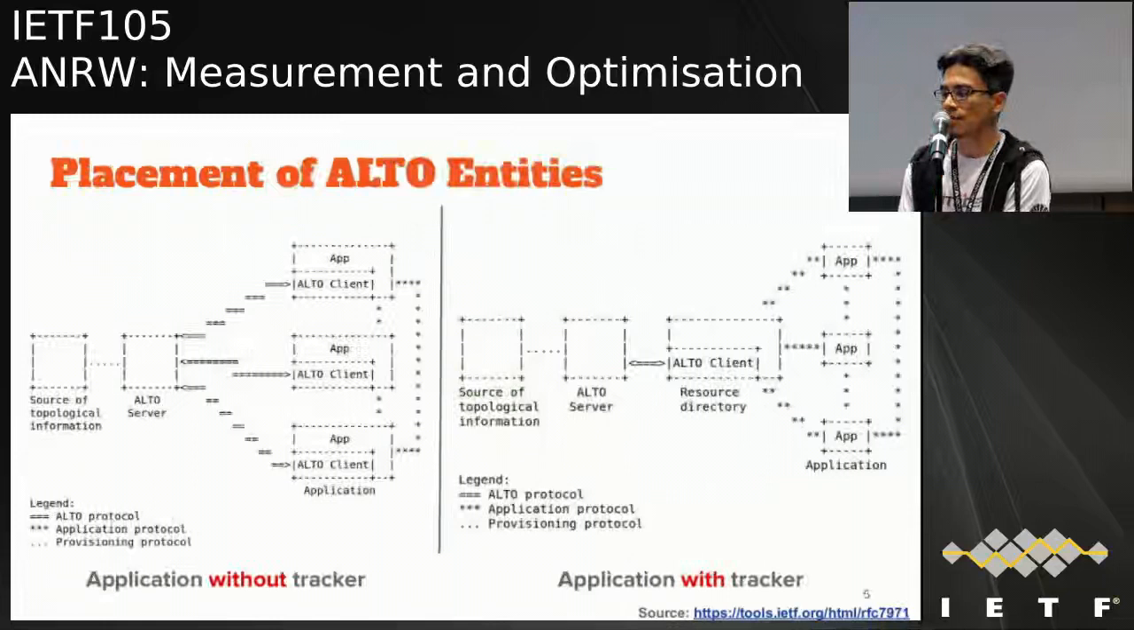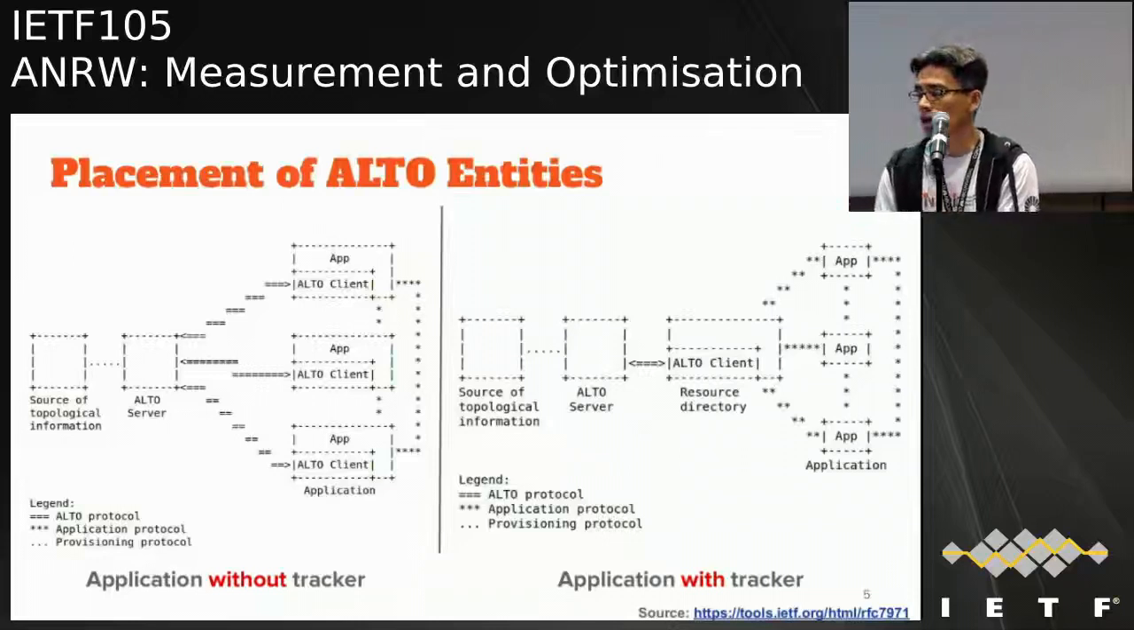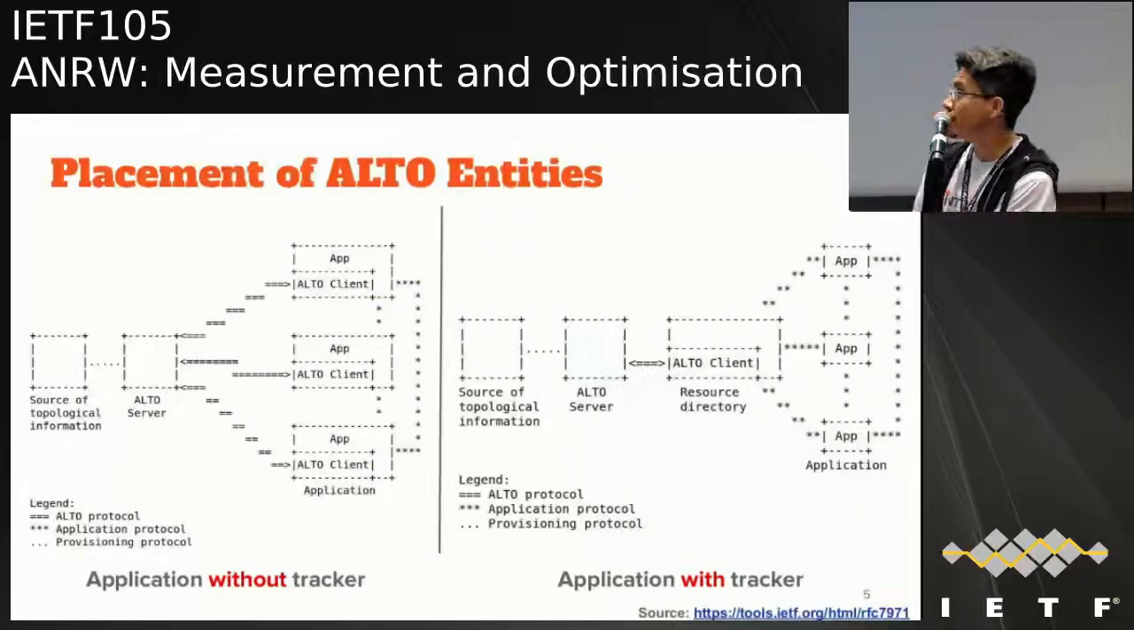ALTO provides an information publishing interface between an ALTO client and an ALTO server. Here, for example, we have a couple of scenarios where an ALTO server and an ALTO client can be placed in a peer-to-peer topology network. An ALTO client can be a peer-to-peer client application, or can be a resource directory such as a BitTorrent tracker, for example. In the latter case, the peers are not able to request information directly from the ALTO server. Instead, the resource directory requests information from the ALTO server, and afterwards provides the information to the peers.